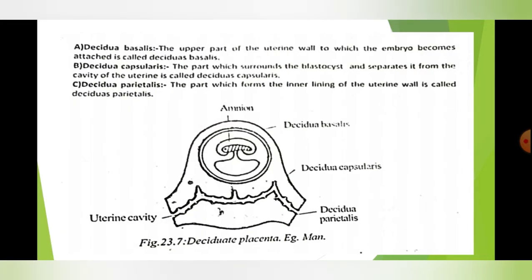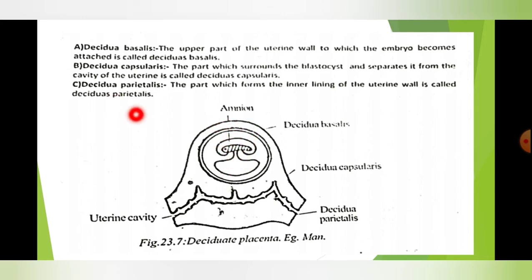Here you can see the structure of a deciduate placenta. You can see decidua basalis. It is the upper part of the uterine wall to which the embryo becomes attached. And then decidua capsularis. This is the part which surrounds the blastocyst, and it separates it from the cavity of the uterus.